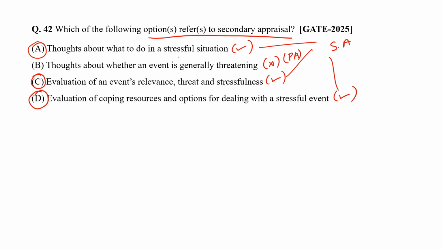Thoughts about what to do in a stressful situation, because here we have already decided it's a threatening situation and we are planning what to do in that situation. And evaluating the relevance, threat, and stressfulness, the intensity, is also done in secondary appraisal, and trying to find the coping resources is also done in secondary appraisal. So, options A, C, and D are the right answer for this question.